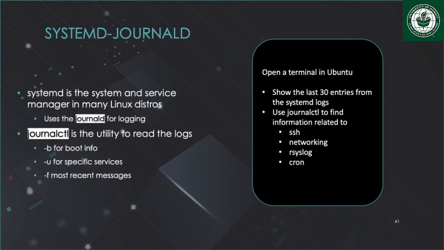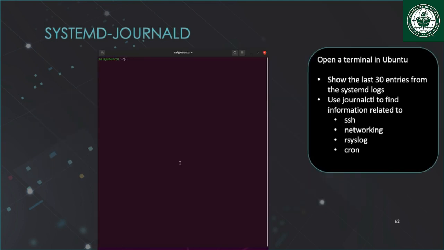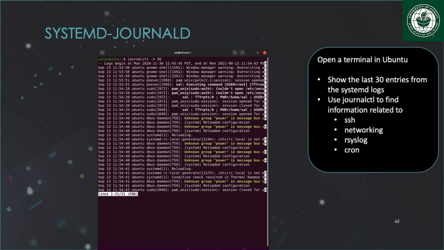Let's go ahead and look at journald logs using journalctl. So let's look at the last 30 entries from the systemd logs. And of course, feel free to look at the help or man pages for journalctl. We're just going to go ahead and type journalctl -n 30, which is simple enough, gives you the last 30 entries. Well, let's look at what the systemd logs are related to: SSH, networking, rsyslog, and cron. If you know the specific service name, you can use the -u.